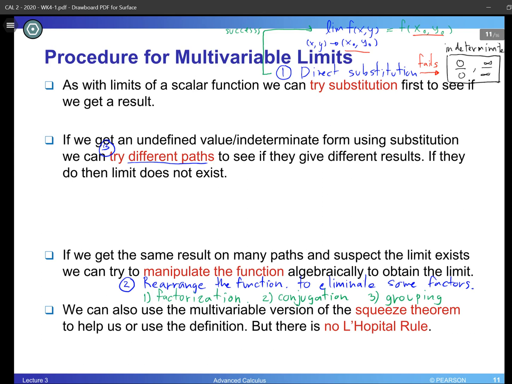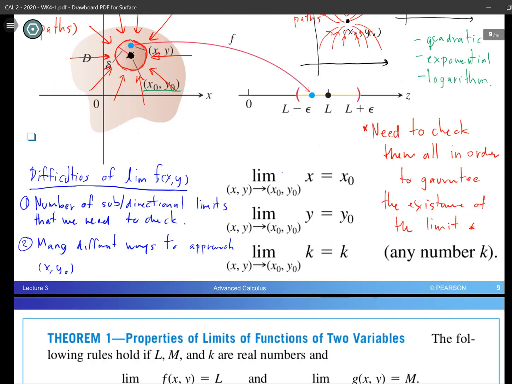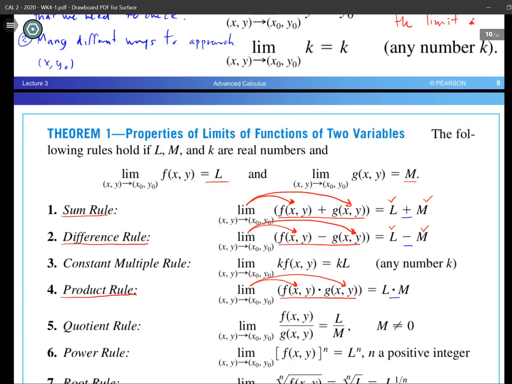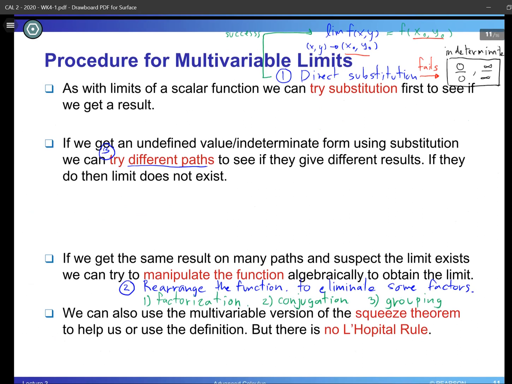Try different paths. And this is related to what we talked about earlier when it comes to finding the limits of multivariable functions. We have to check all these directions in order to determine its limits. So how do we do that? We are talking about infinitely many paths. So let's take a look at the first one right here. We need to check them all. We need to consider all the different ways.